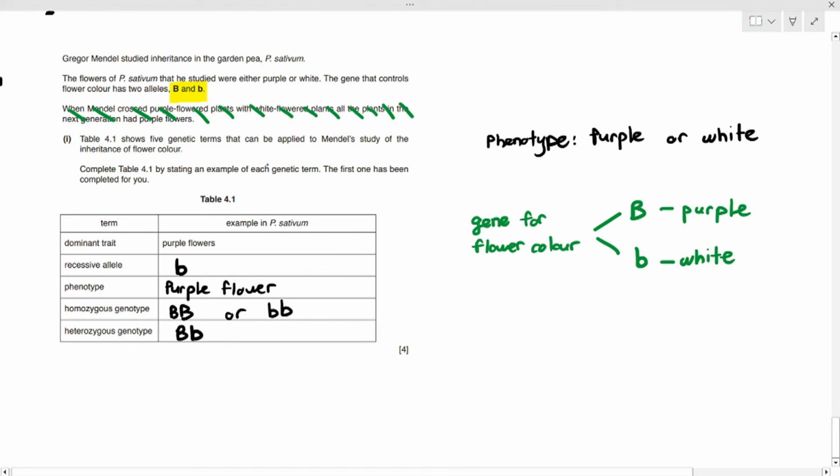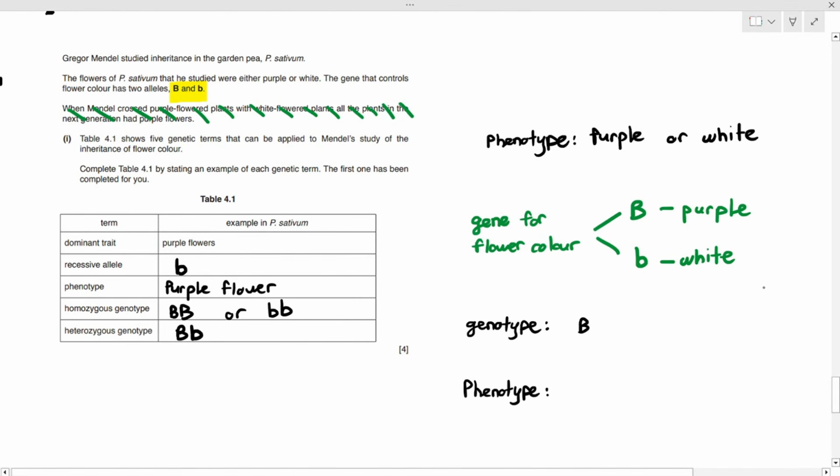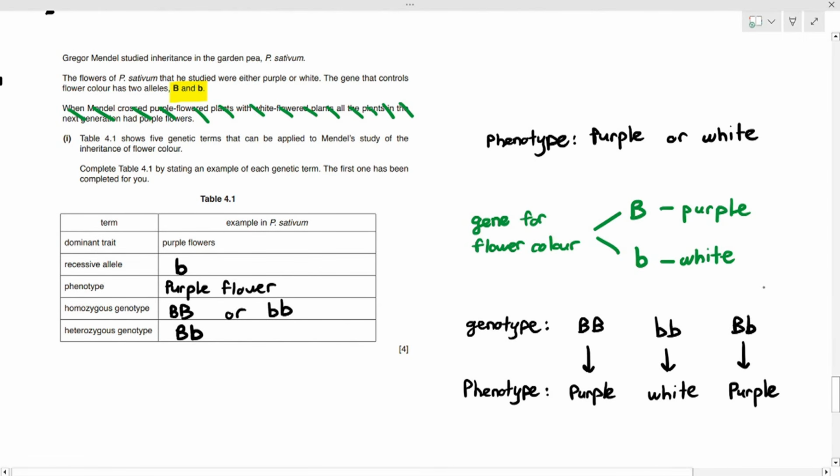If the organism is large B, large B, obviously the dominant allele is expressed and it's going to be a purple flower. If it's small b, small b, obviously there are no dominant alleles, there are only recessive alleles, it will be a white flower. And if it's large B, small b, or heterozygous, in this case, the dominant allele is able to exert its effect over the recessive allele. That's why the phenotype of the organism is going to be purple.